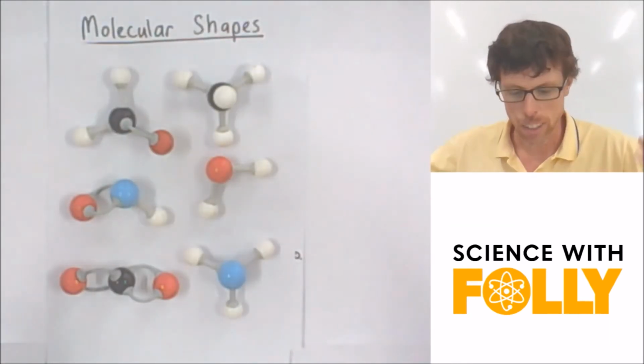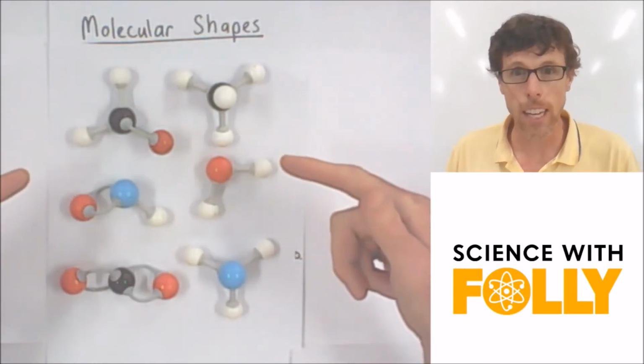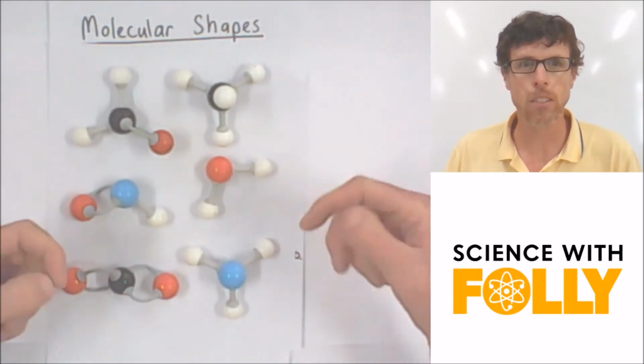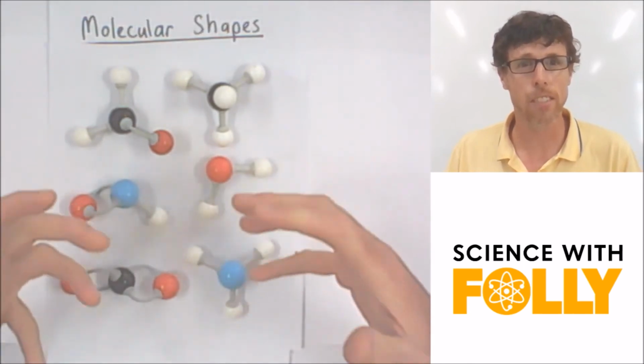So just to finish, here's our 6 shapes. Can you name them all? Can you give their bond angles? And can you explain why they have the shapes they do?